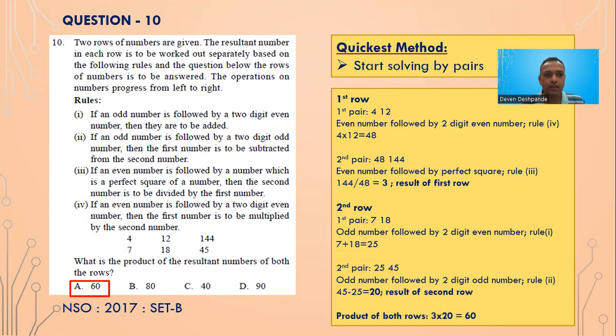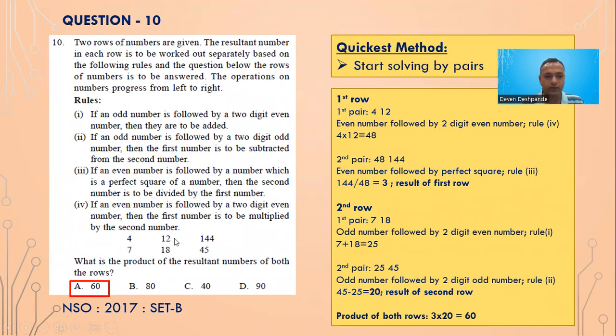The resultant number in each row is to be worked out separately based on the following rules, and the questions below the rows of numbers are to be answered. The operations on numbers progress from left to right. Again, we have solved such questions in the past. You have to solve them by pairs.